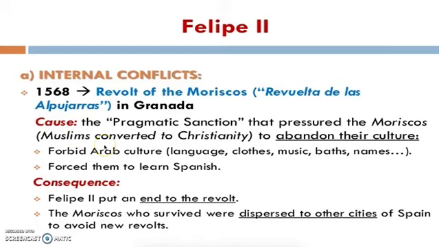They were forbidden the Arab culture, the language, the clothes, the music, the baths, their names, and they were forced to learn Spanish. The consequence of this revolt was that first Philip II put an end to the revolt. He controlled the revolt, but the Moriscos who survived were dispersed, fueron repartidos, to other cities of Spain in order to avoid new revolts.